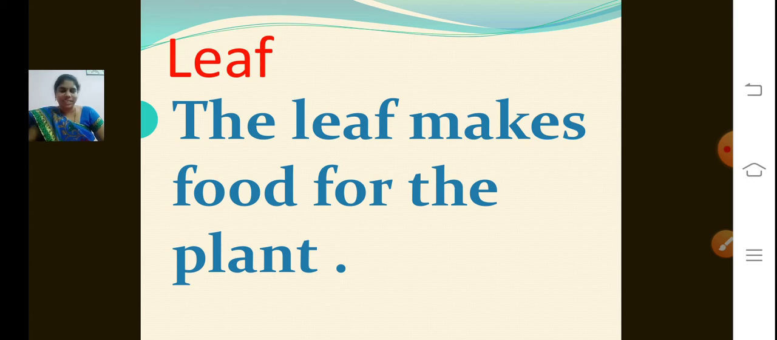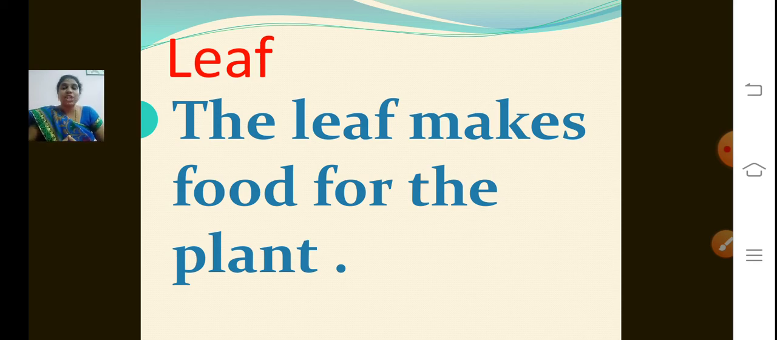Shall we see that now? Yes. The leaf makes food for the plant. So who is producing food now? At your home, your mother cooks food for you, right? The same way here, the leaf makes food for the plant. What's the function of this leaf? It makes food for the plant. The process of making food is called photosynthesis, that you will study in the further classes, right?